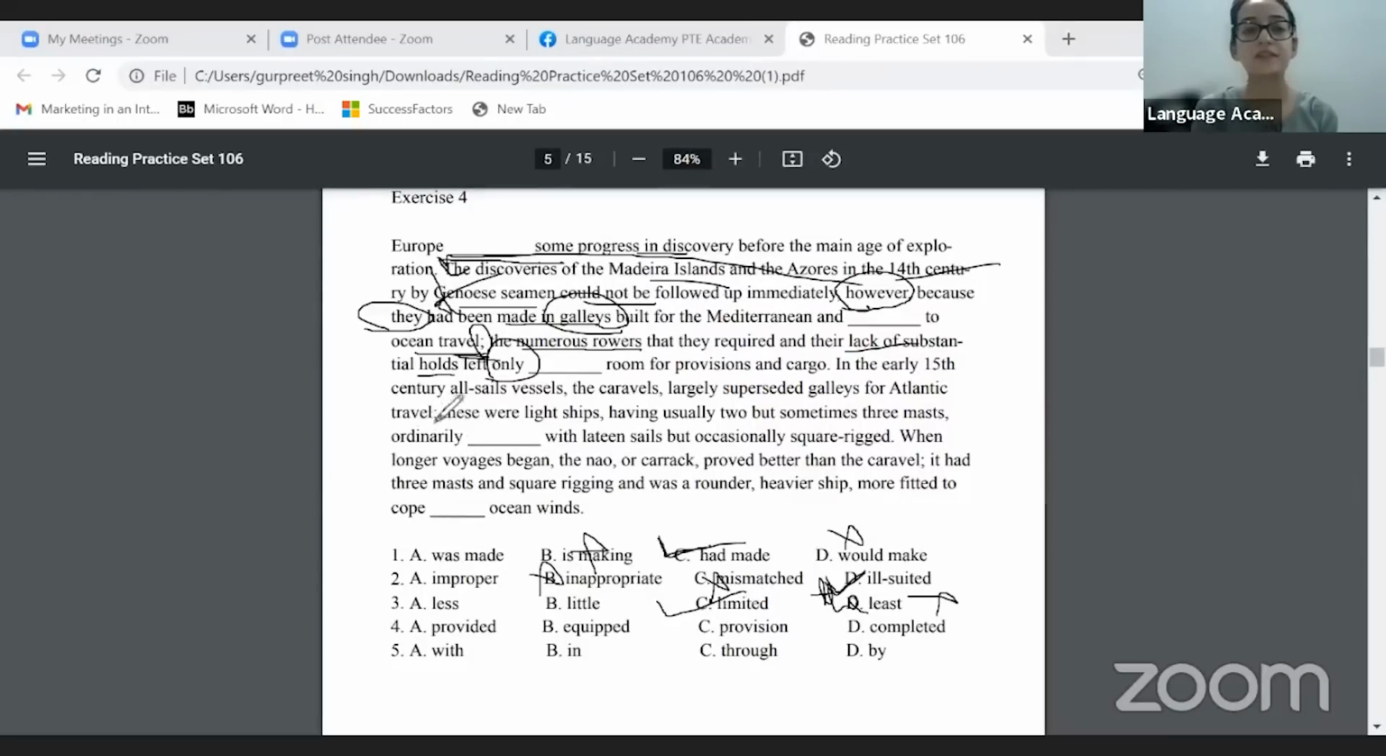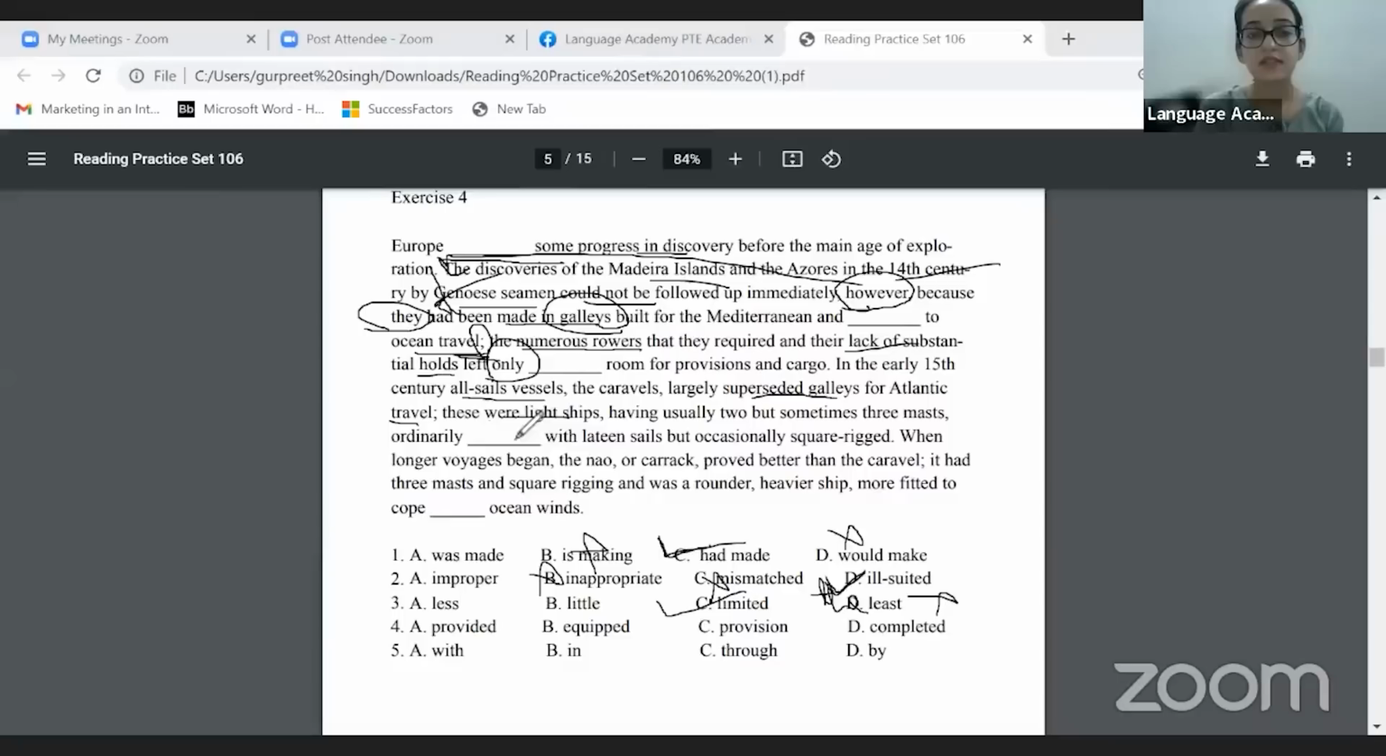In the early 15th century, all sail vessels largely superseded galleys for Atlantic travel. Now, this was the sentence from where I came to know what galleys are. They're a kind of ships, because here they say the all sail vessels superseded galleys for Atlantic travel, and they were light ships, usually having two but sometimes three masts, ordinarily dashed with Latin sails but occasionally square rigged. So from this we come to know, okay, these are all types of ships that they're describing.